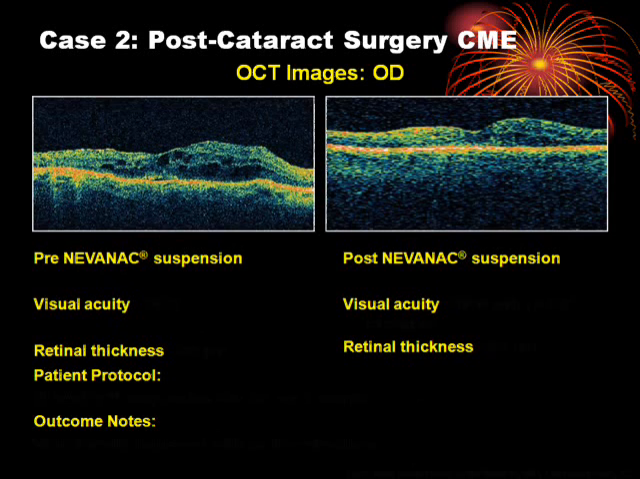So in the second case, the patient had anterior vitrectomy, and the IOL was placed in the back. The patient's vision did not improve, and the OCT showed retinal thickness of 584 microns, which decreased to 361 in 1 month after the use of Nevanac. This patient was a steroid responder, so after 1 week the steroids were taken off and the patient was only on Nevanac.